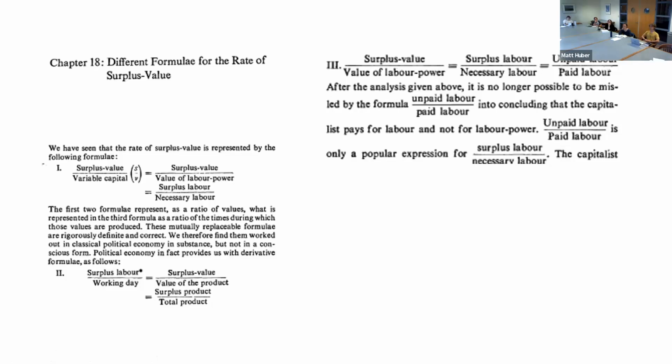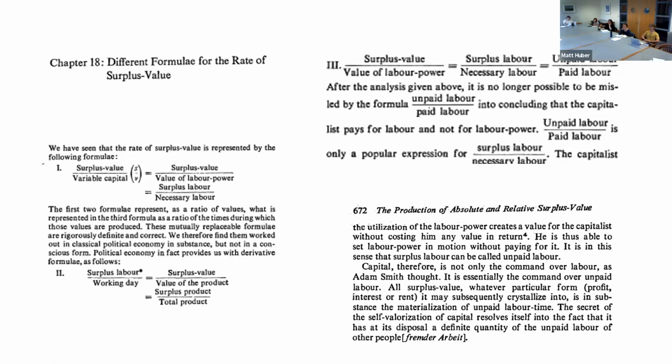And so he does say later, though, that capital, therefore, is not only the command over labor, as Adam Smith thought, it is essentially the command over unpaid labor. All surplus value, whatever particular form, profit, interest, or rent, it may subsequently crystallize into, is in substance the materialization of unpaid labor time. The secret of the self-valorization of capital resolves itself into the fact that it has at its disposal a definite quantity of unpaid labor of other people.